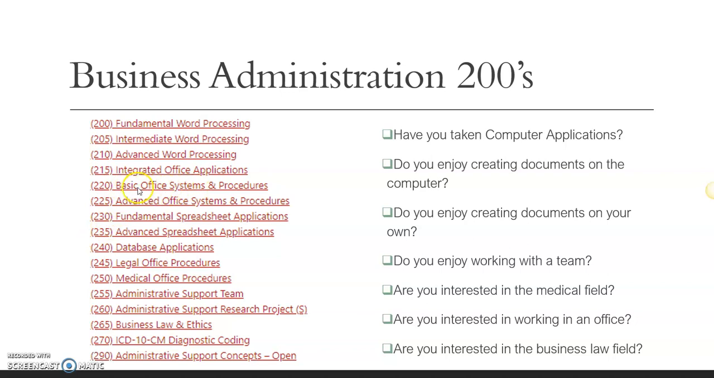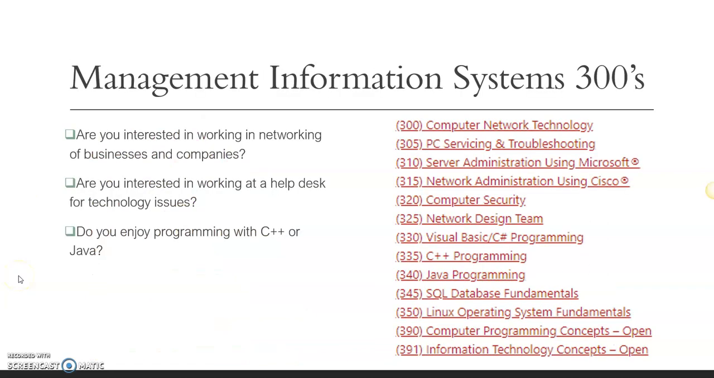Again, it is part test, part production test. So you'll have some things that you get to make. And then are you interested in the business law field at all? Because there is also business law and ethics, which is just a test that you can take. So from these two that we've seen so far, all of them are testing events. They may be filling the bubble sheets. They may be a production test like fundamental word processing. You're going to be typing on a computer and creating it. Or it may be a mix like basic office systems and procedures or medical office, which is going to be a mix of those two. So the next one is management information system.